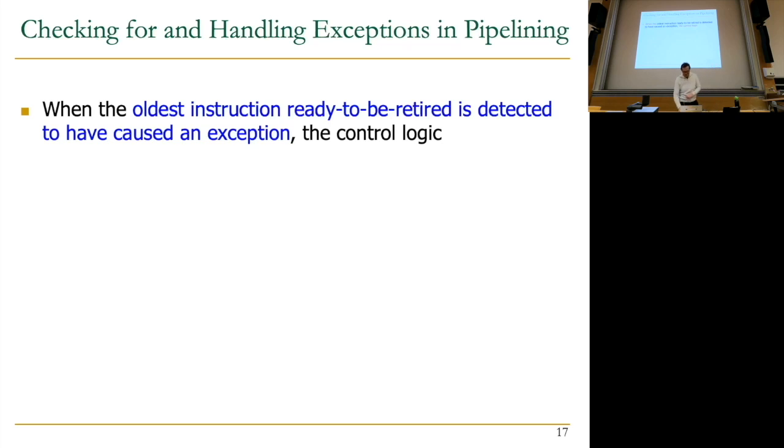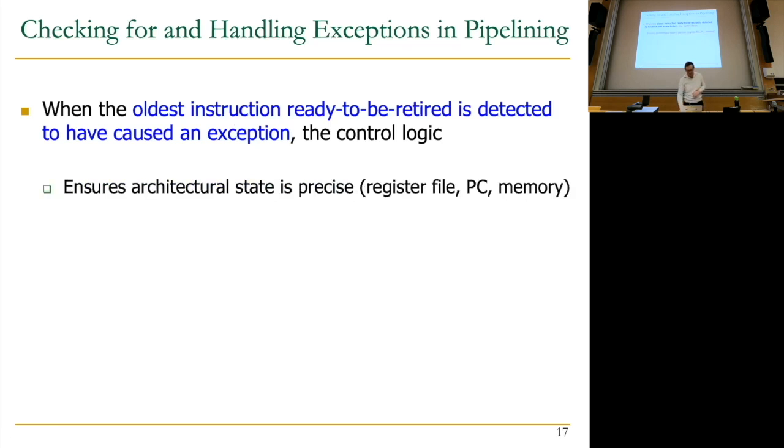Okay. So basically, how do we check for and handle exceptions in pipelining? In the end, there are multiple steps we follow. When the oldest instruction is ready to be retired and is detected to have caused an exception, the control logic needs to take some actions. So what is this action? First of all, it needs to ensure that the architectural state is precise, like we defined earlier: register file, PC, and memory. Remember, architectural state is always like that.